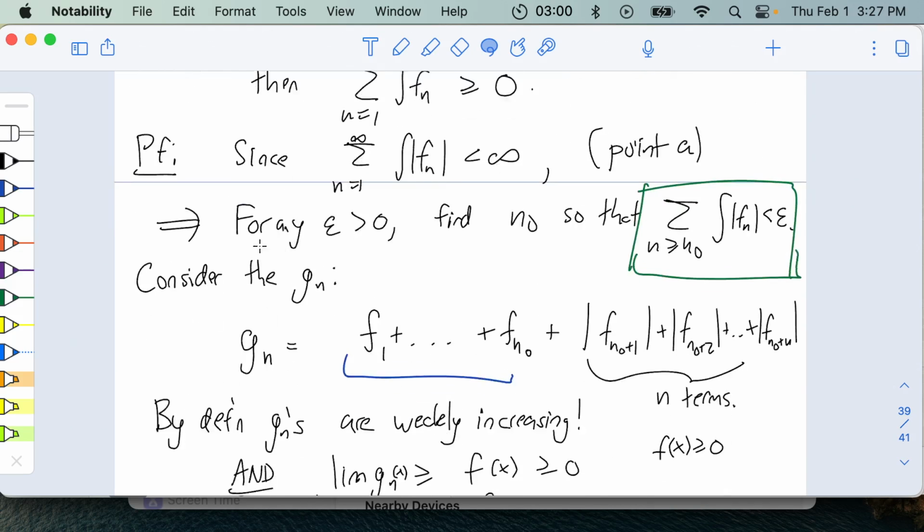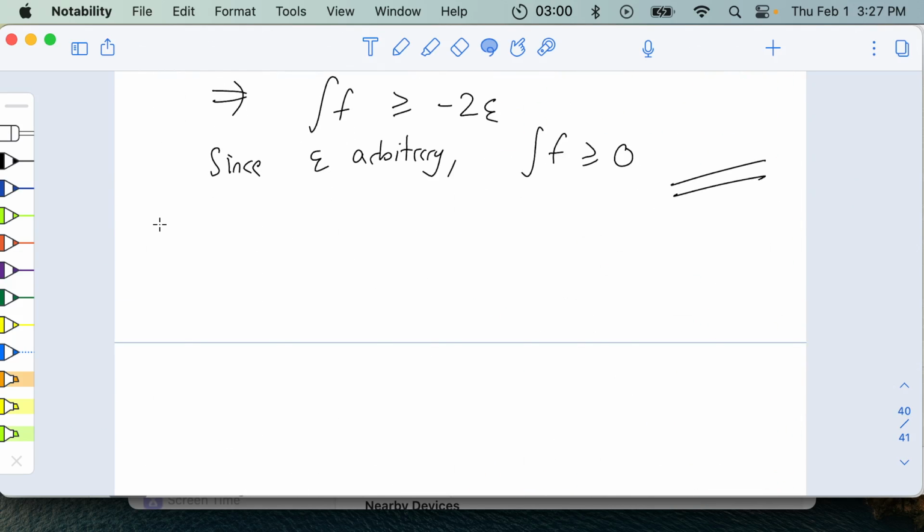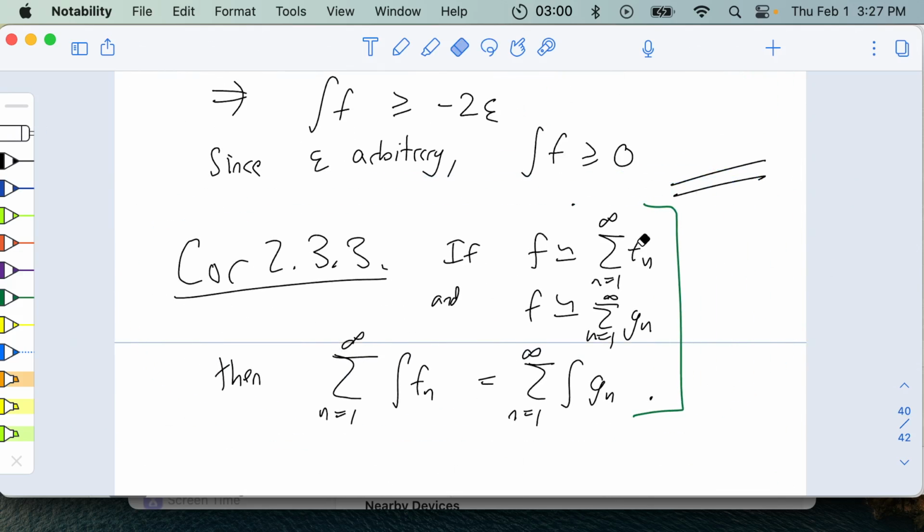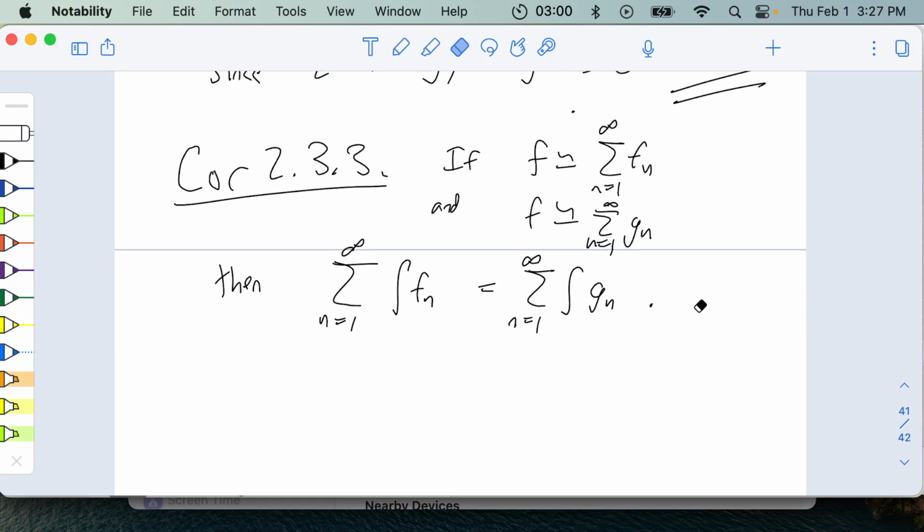Okay, let's copy and paste this down below so we can put the proof in. If f is the sum of fn's and f is the sum of the gn's, then the sum of the gn's and the sum of the fn's have the same integral. And here is the proof. This is a very simple proof using what we just did.